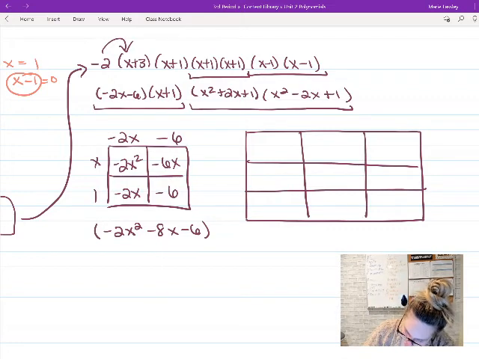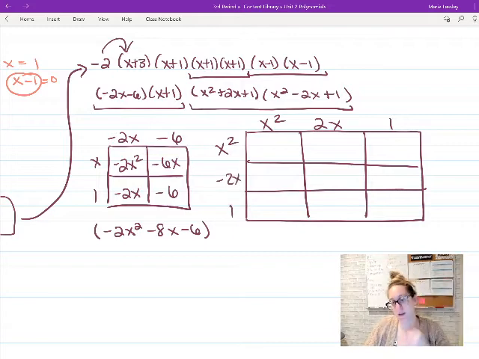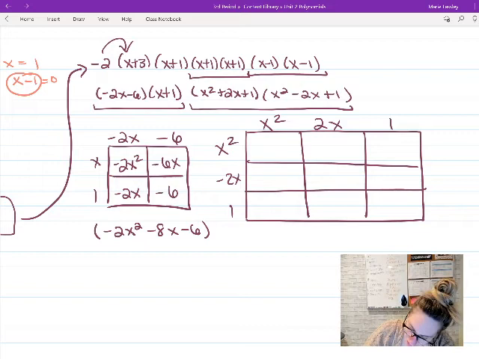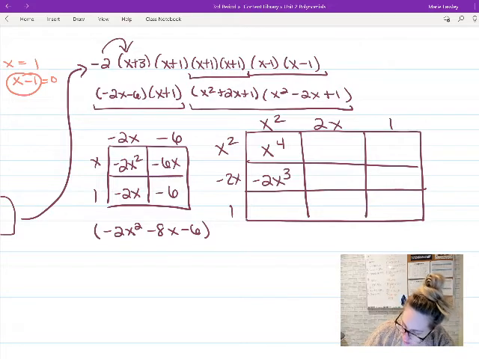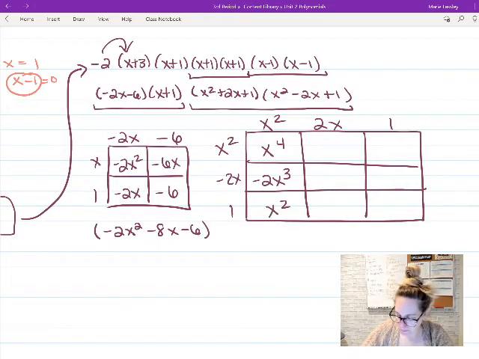All right, so (x² + 2x + 1)(x² − 2x + 1). Again, I'm just going to go through and multiply. x squared times x squared is x to the 4th. x squared times −2x is −2x cubed. x squared times 1 is x squared.